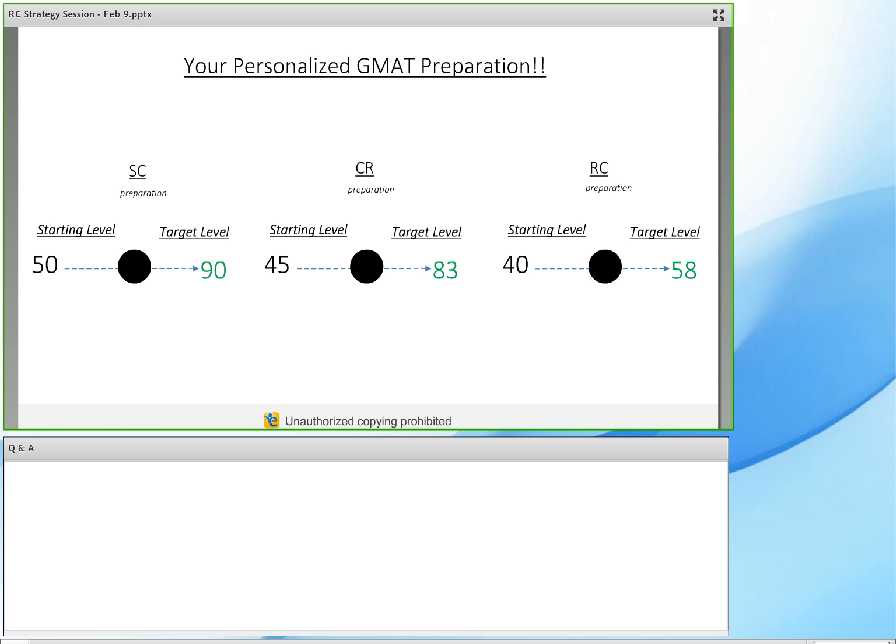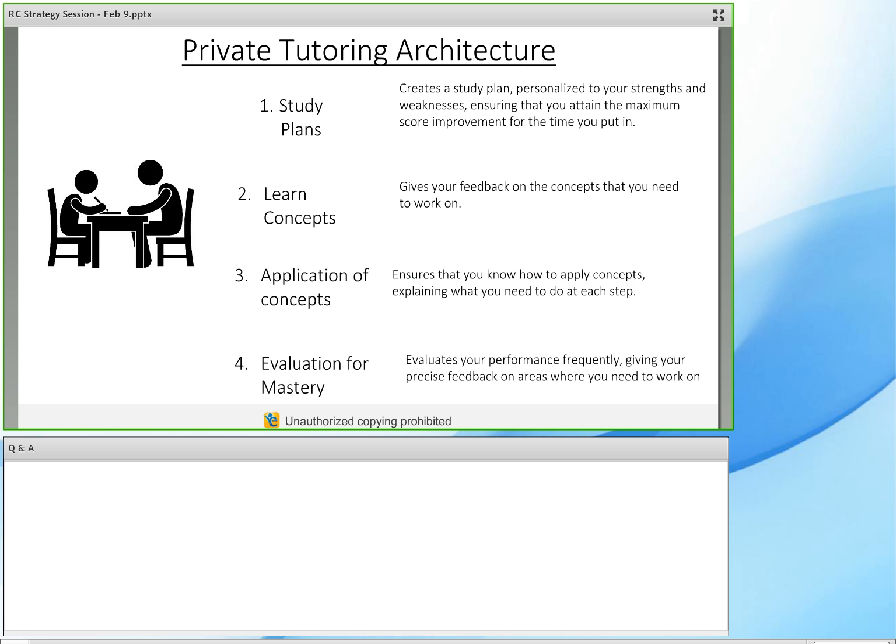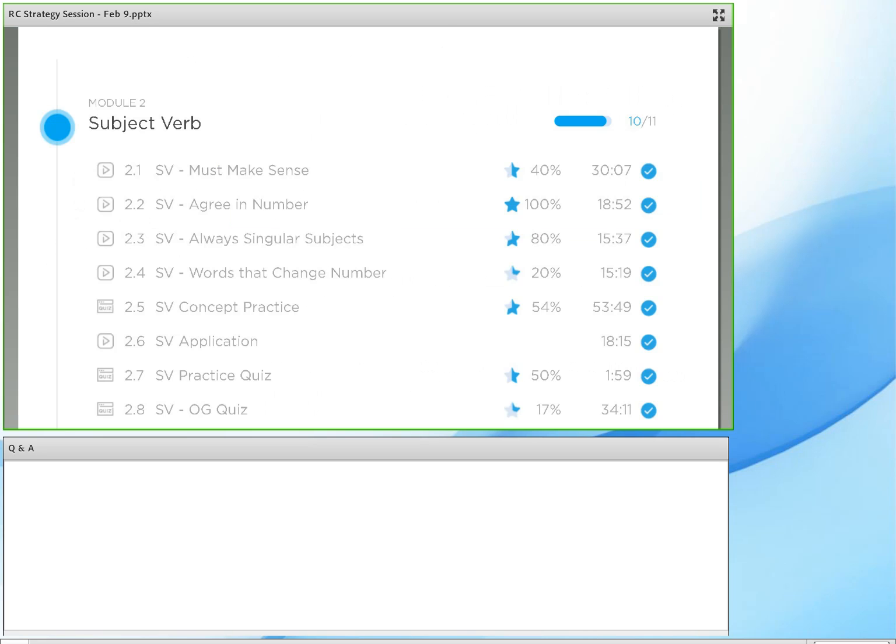So now that you have these targets defined, let's see how we teach concepts. Remember, a private tutor teaches you concepts and gives you feedback while you're learning. Our technology platform is built on a very similar principle. We teach you concepts. You see the first few video lessons over here.